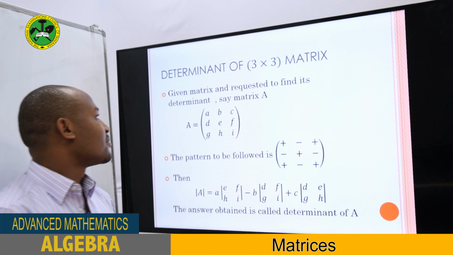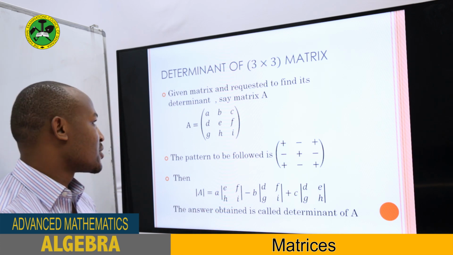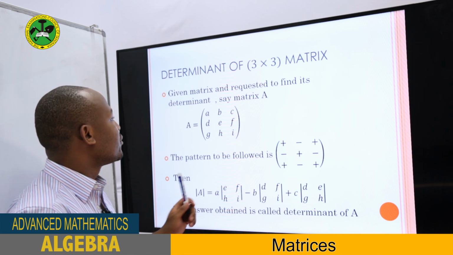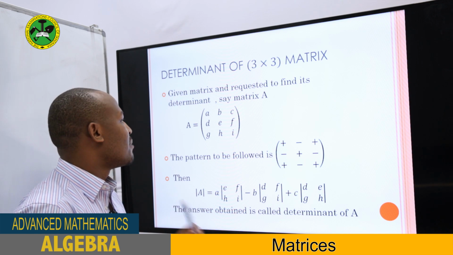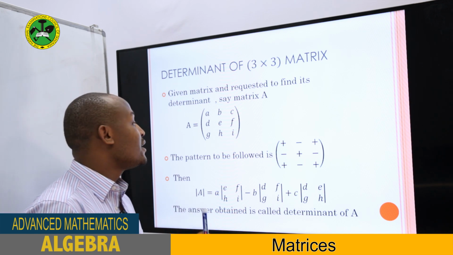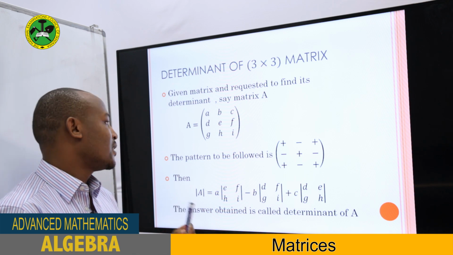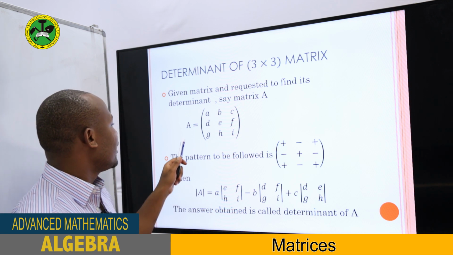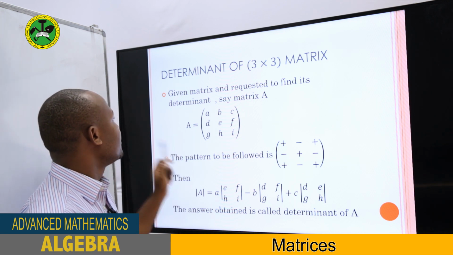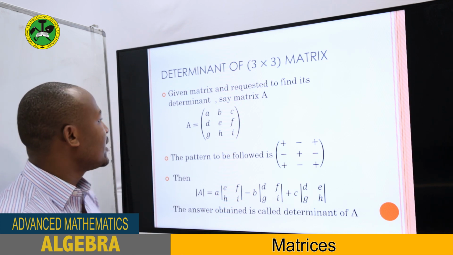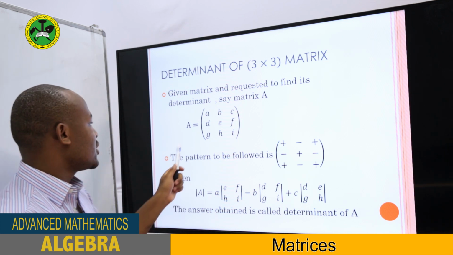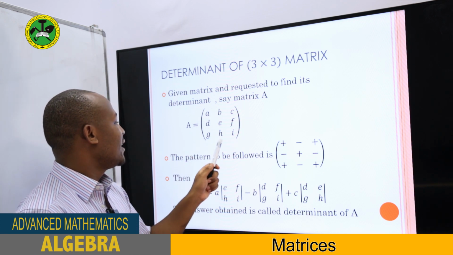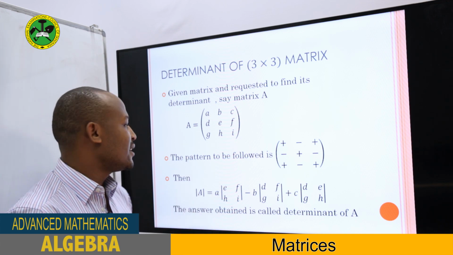Okay, after reminding ourselves of the 2 by 2 matrix, the determinant and its inverse, let's use that knowledge to find the determinant of a 3 by 3 matrix. Why have we reminded ourselves of a 2 by 2 matrix? Because we shall use that knowledge to find the determinant of a 3 by 3 matrix. So if we are given a matrix A and requested to find its determinant, and the matrix has elements a, b, c, d, e, f, g, h, and i, then how can we find the determinant of that?